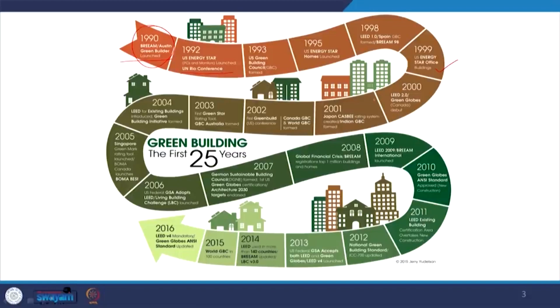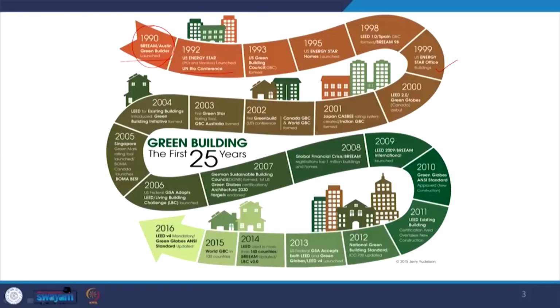IGBC was initiated in 2001, and that was the time when the first green building project of India was also started. That is the CII Sohrabji Godrej Green Business Centre in Hyderabad. So, this is the same year when the green building movement in India actually started.